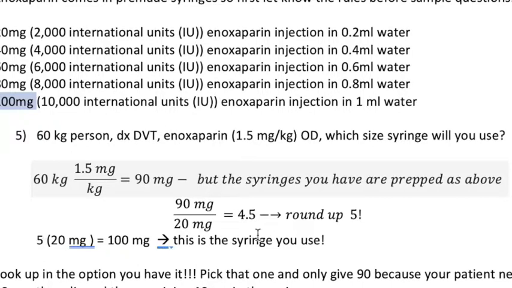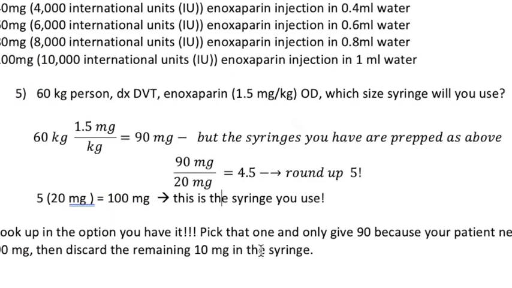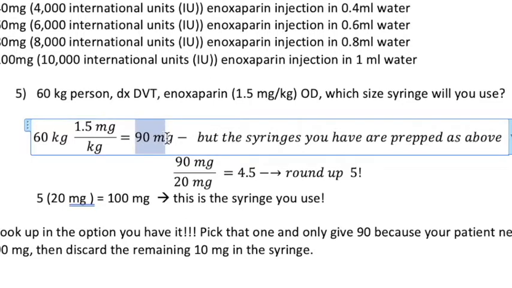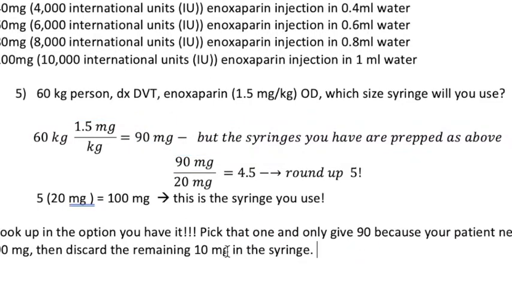So again, you multiply 5 by 20, just like I explained above. You get 100 milligrams, and this is the syringe you're going to use. And remember, the guy only needs 90 milligrams, so only give him 90 milligrams, and then discard the remaining 10 milligrams. It has markings on it, so it's super easy, and that's how you go about it.